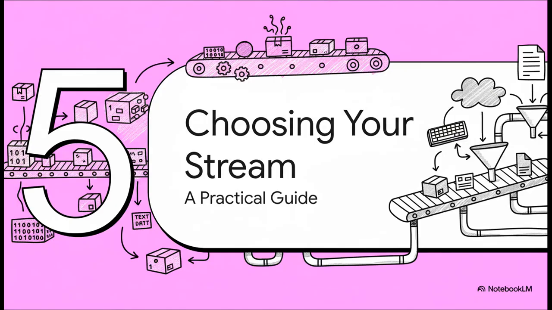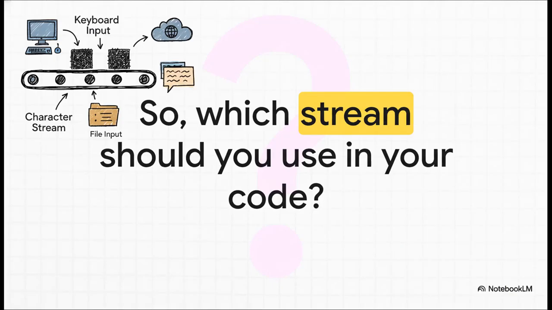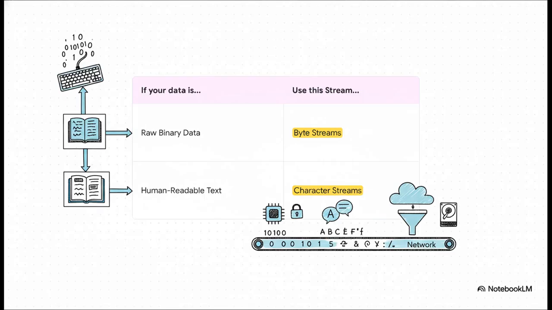Okay, theory is great, but let's get practical. We've met the two main types of streams. Now for the most important question. When you're actually sitting down to write some code, how do you decide which one to pick? Well, it turns out it all boils down to asking yourself one really simple question every single time you need to do I/O in your program. What kind of data am I actually dealing with here? And the answer is refreshingly simple. Look, if you're working with raw data that's meant for a machine, like an image file, a sound file, anything like that, you use a byte stream. But if you're working with text that a human is supposed to read, you use a character stream. That's it. That's the main decision you have to make.